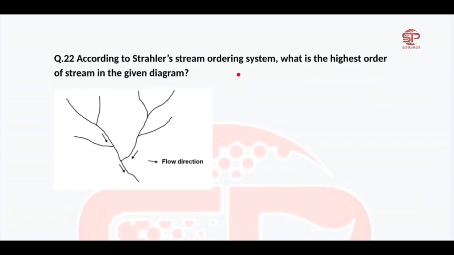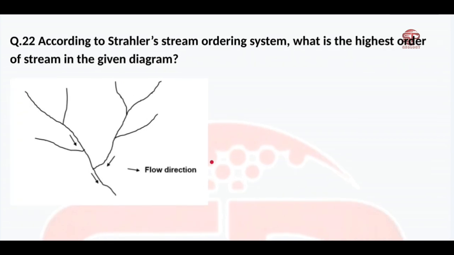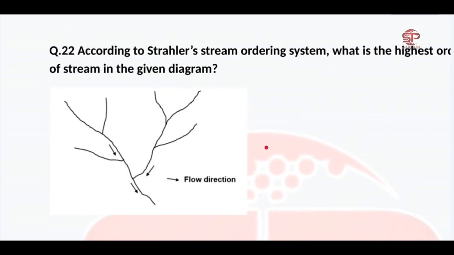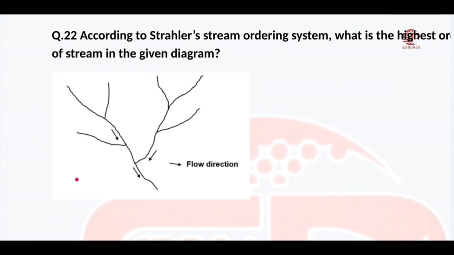Then according to the Strahler stream ordering system, what is the highest order? In the Strahler stream ordering system, the rule is: when two streams of the same order meet, they increase the order by one. So first, try numbering them. Those streams that don't have any branches will be considered first order. So this will be first, this first, this first, this first. Now these two first order streams join here, so they will produce second order.